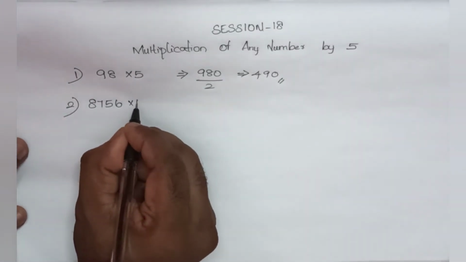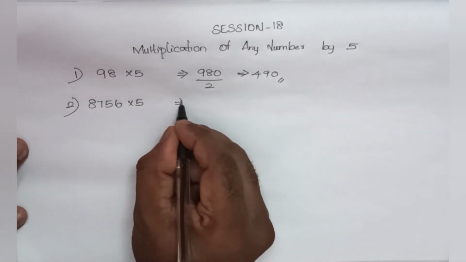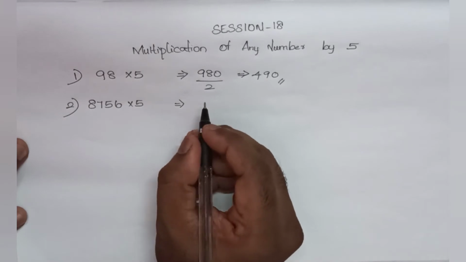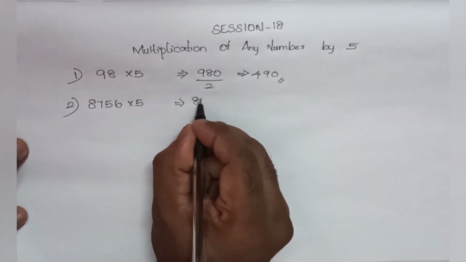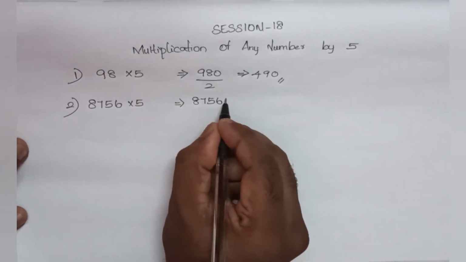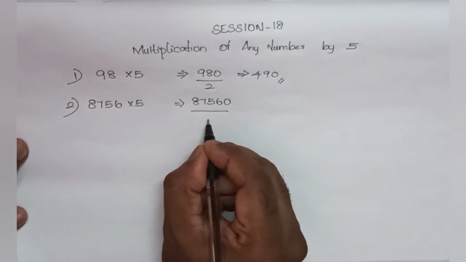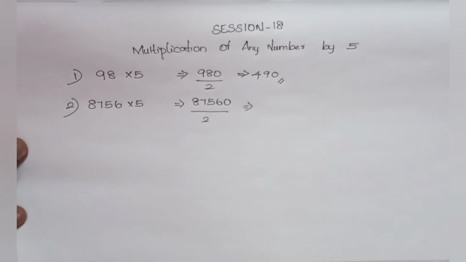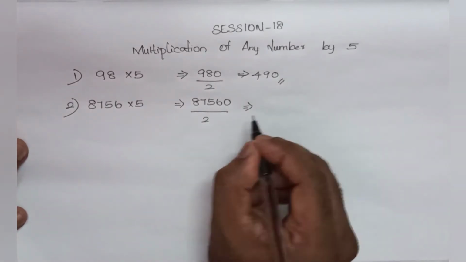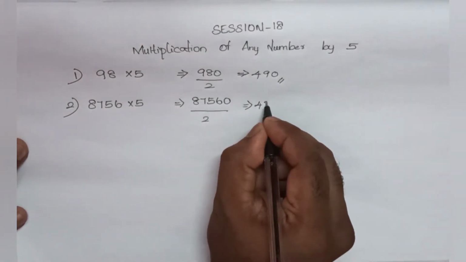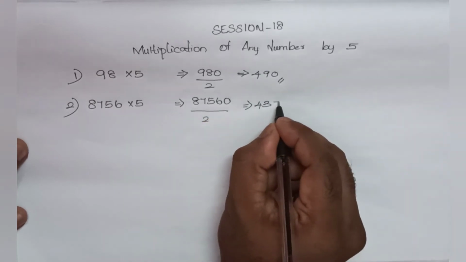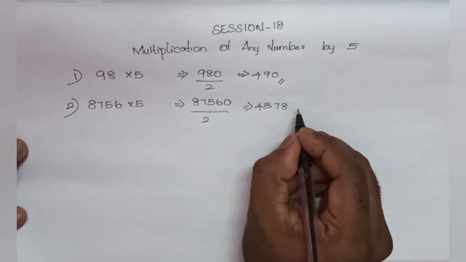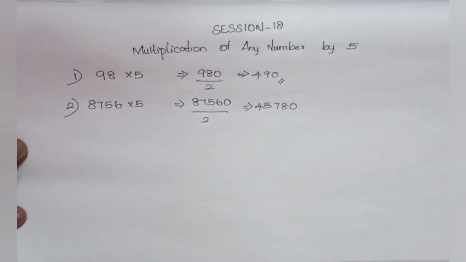8756 into 5. Again in the same manner, you have to multiply with 10, so 87560, then you have to divide it by 2. So 4, 3, 1, balance 7, again 1 balance here, so 16, it is 8, then 0. This is the way.